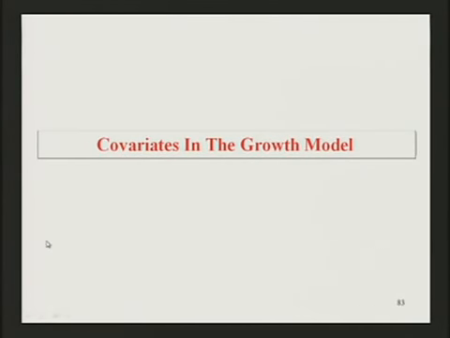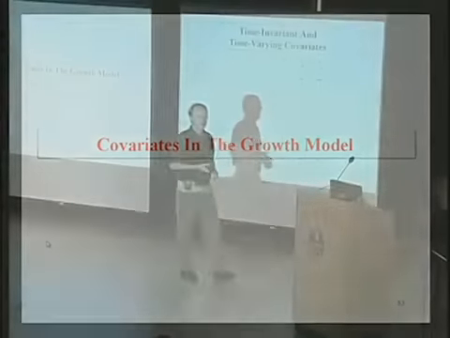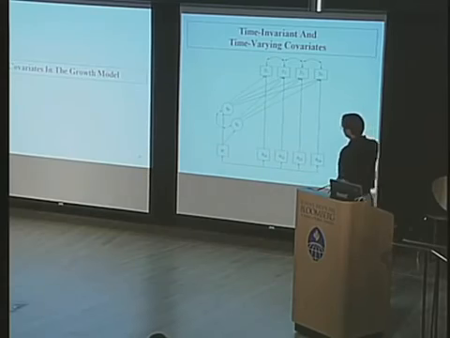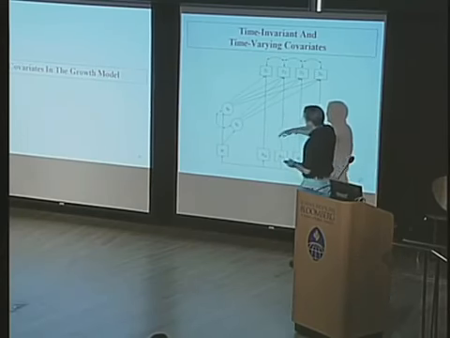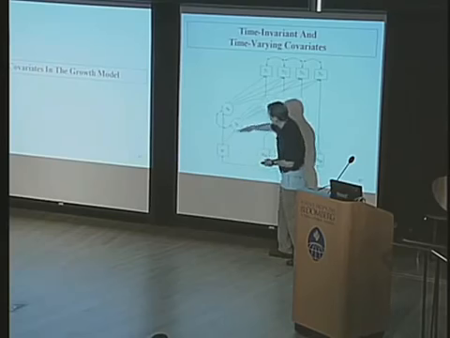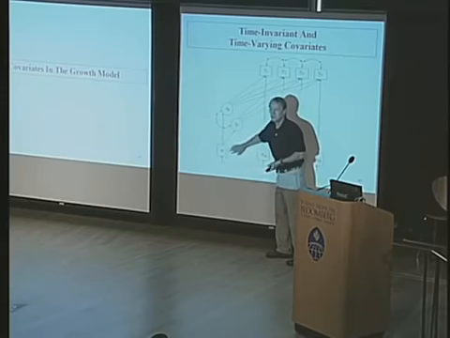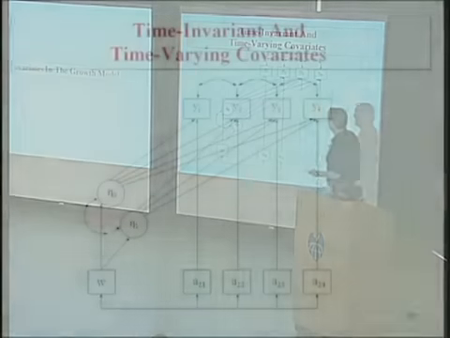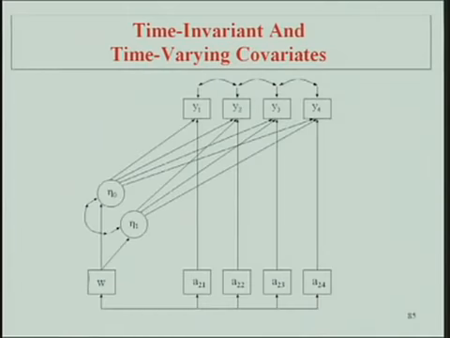So now we're going to add covariates. So now we're getting into the so-called conditional model. And as you go along, you get prettier and prettier pictures. So we were familiar with this part of the picture where W represented a time-invariant covariate. Now we're going to introduce a possibility of time-varying covariates as well.